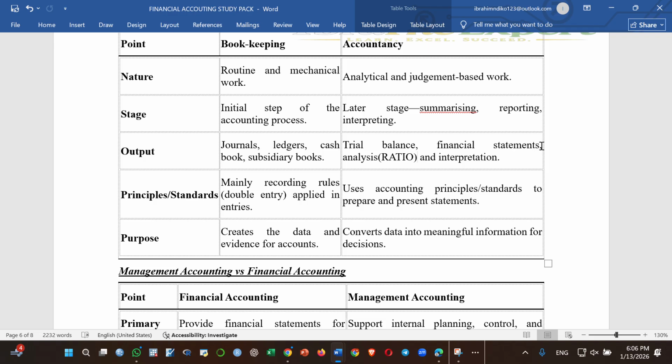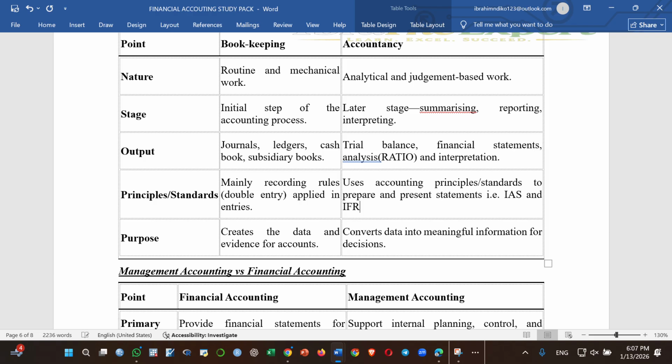Principle. Now, the principle of bookkeeping is the double entry system, while the principle of accountancy is the IAS and the IFRS.